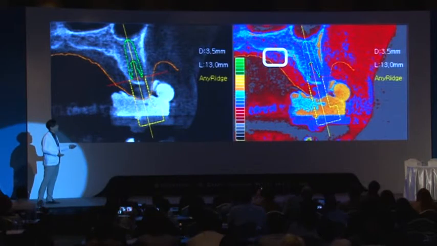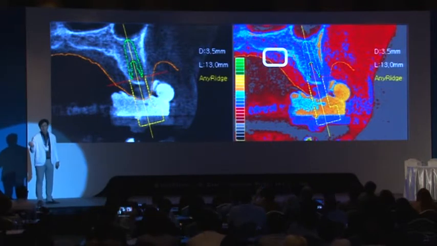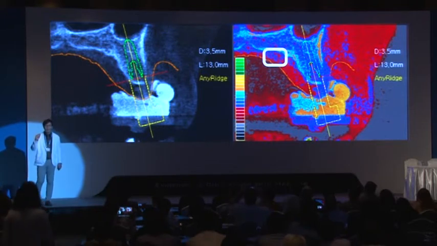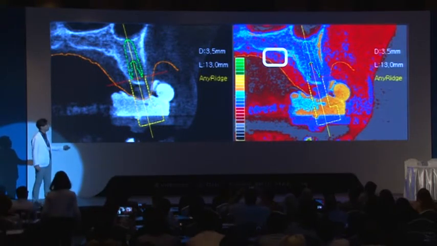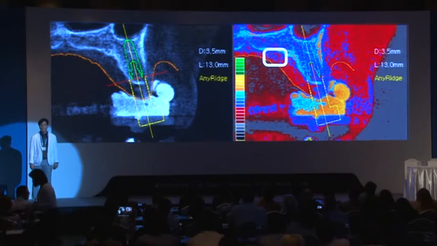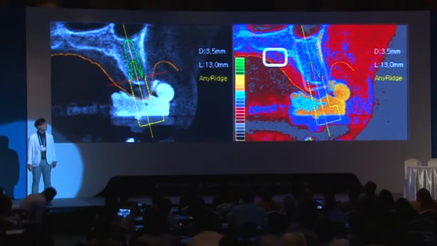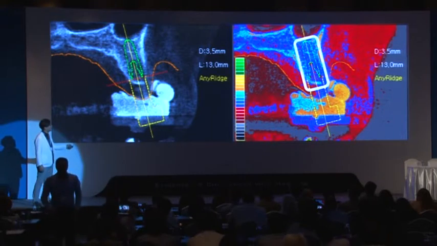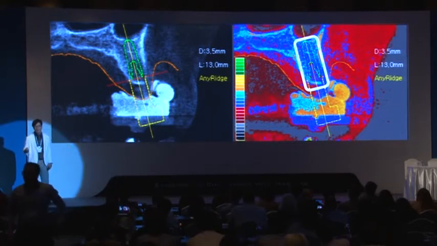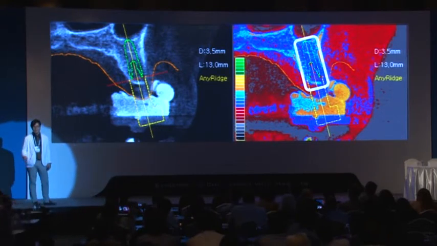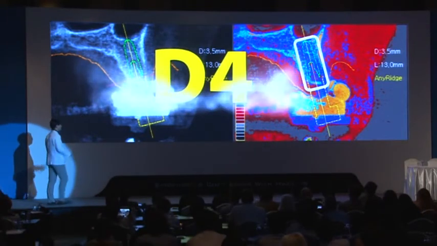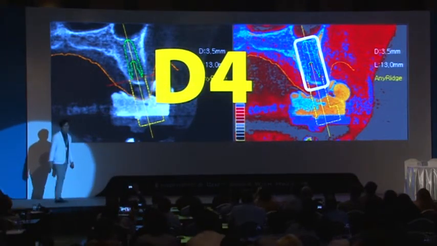What is this area? This is the soft tissue, the hard palate soft tissue. And the soft tissue consists of two colors, red and blue. It means red and blue is very soft. And then you can see the bone, which also consists of red and blue. It means this patient's cancellous bone is very weak. So, using this, we can estimate the bone quality as D4.